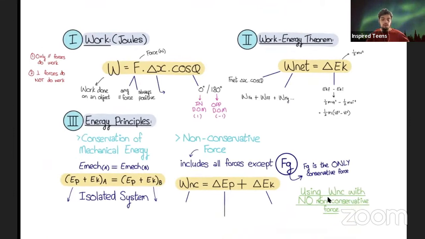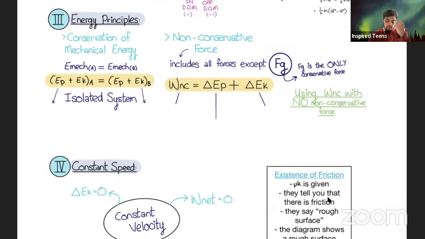So we've learned two things so far. The first is work, and the second is the work energy theorem. The first is the basic work formula, just F times delta x times cosine theta. And the second is the work energy theorem, and we learned about its formula and what each of its components are. Right, let's move over to the next one.